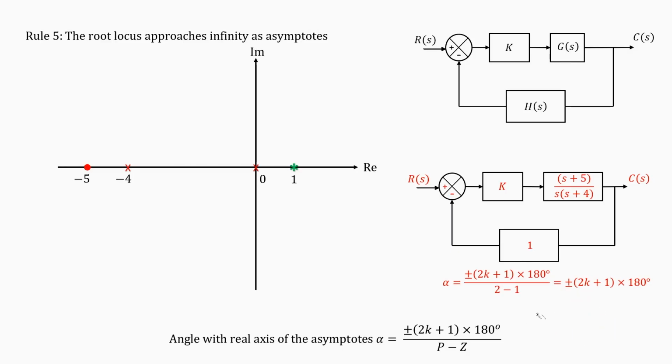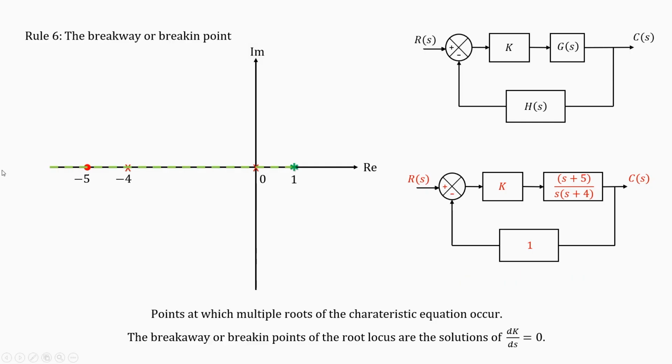So, basically what you will do is, from this plus 1 line, since we got alpha equal to 180 degrees, from the plus 1 line you draw this asymptote line. So, the branch will be parallel to this line, or in this case it will overlap this line itself. And finally, we have the last basic rule. There are more rules, but the last basic rule is the breakaway point or break-in point.